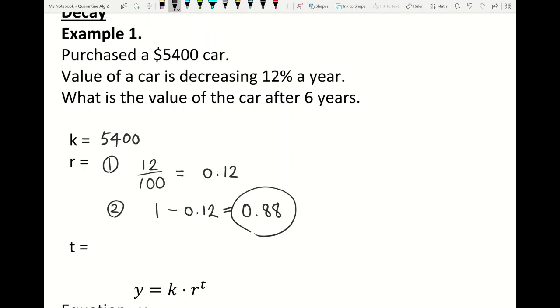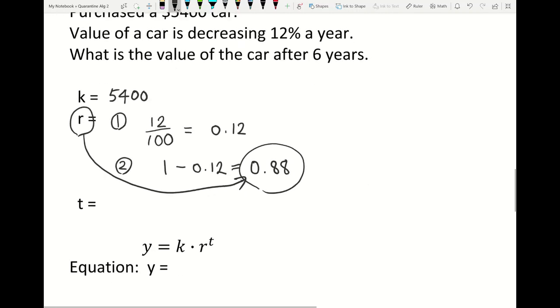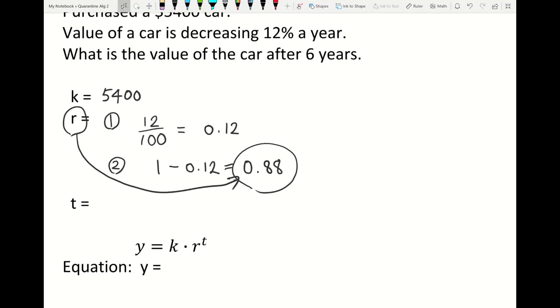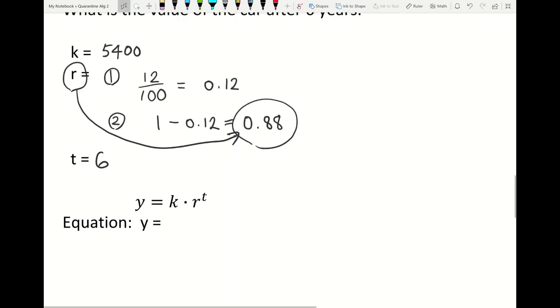Okay, so that's the only difference there to find R. So in this case, R is going to be 0.88. And then the T is also easy. It's the time, which is 6 years. So now we can figure out y equals k, 5,400, times r, 0.88 to the 6 years.